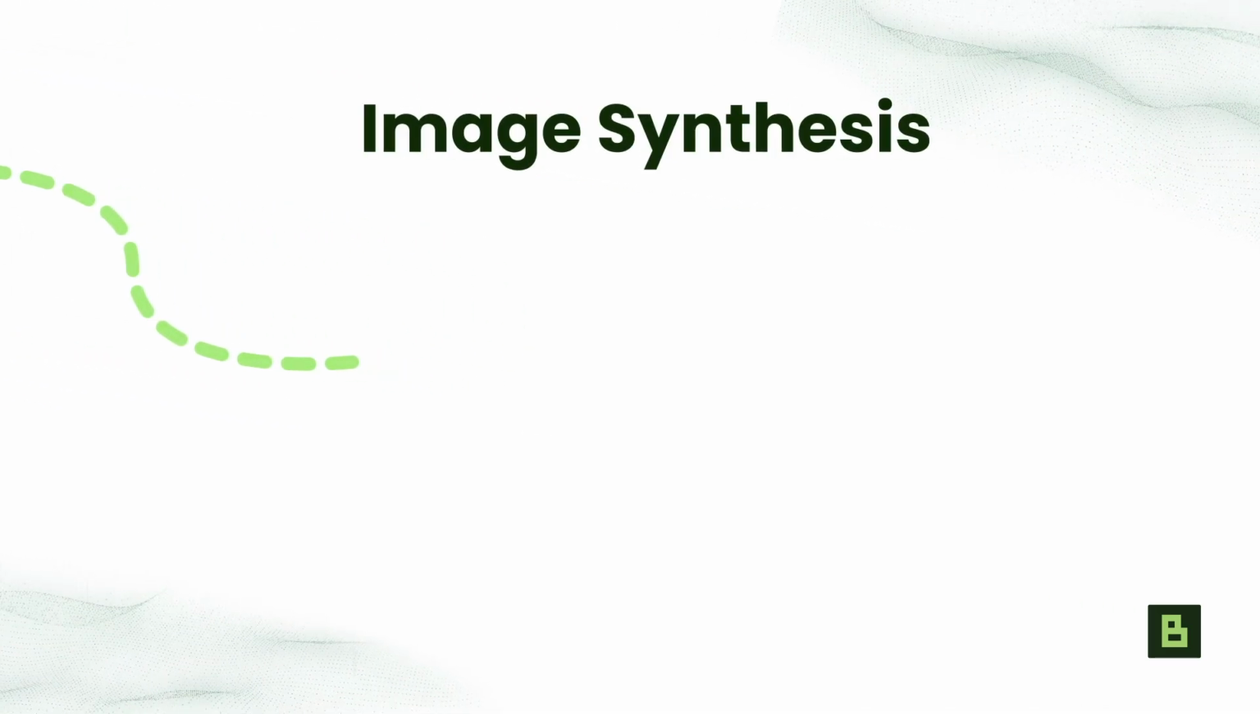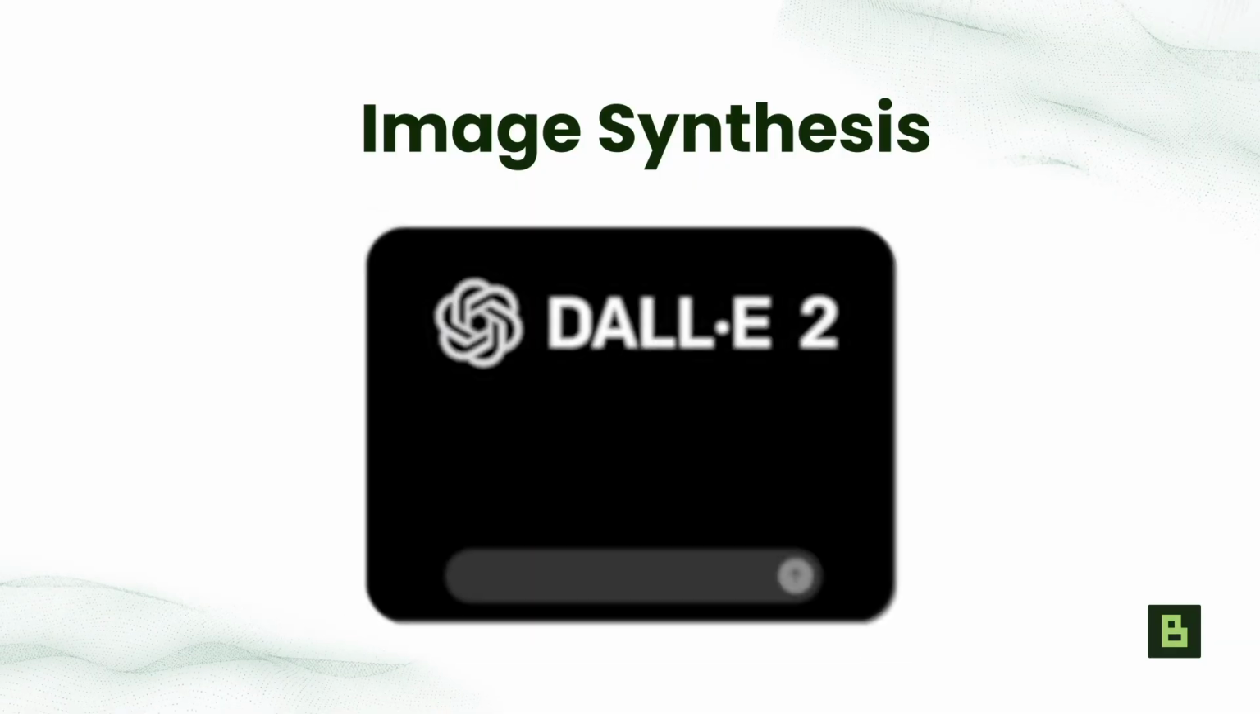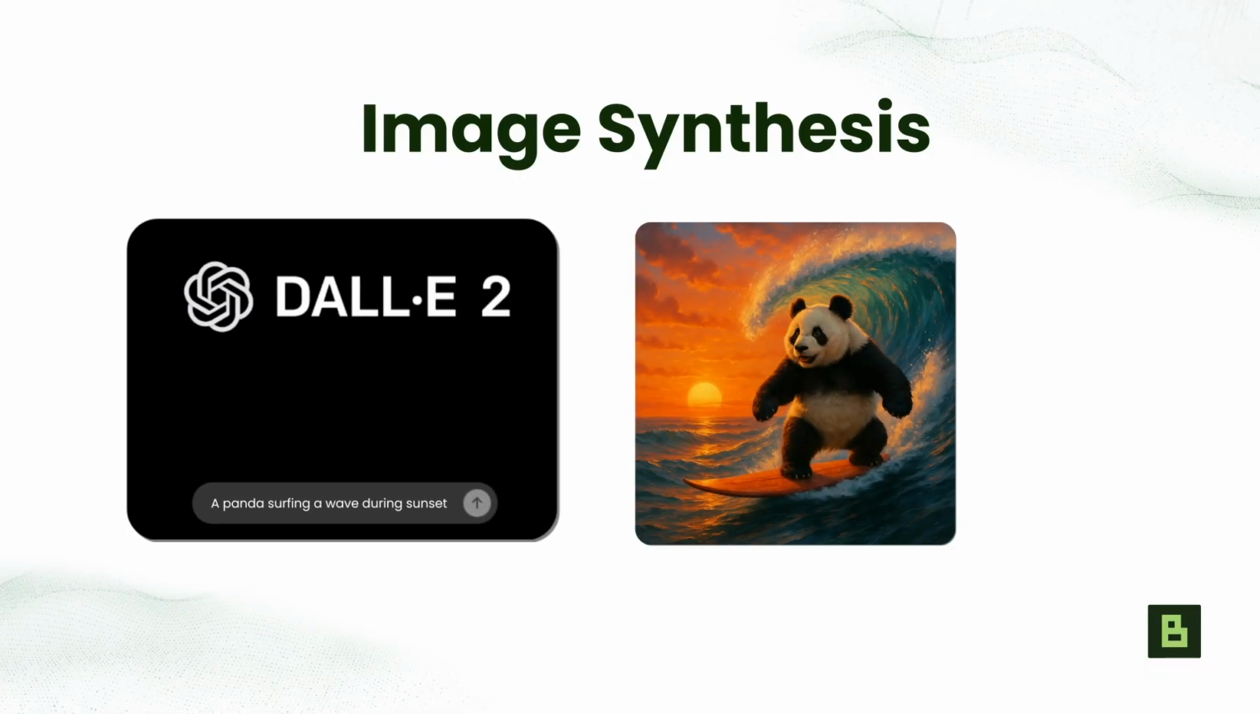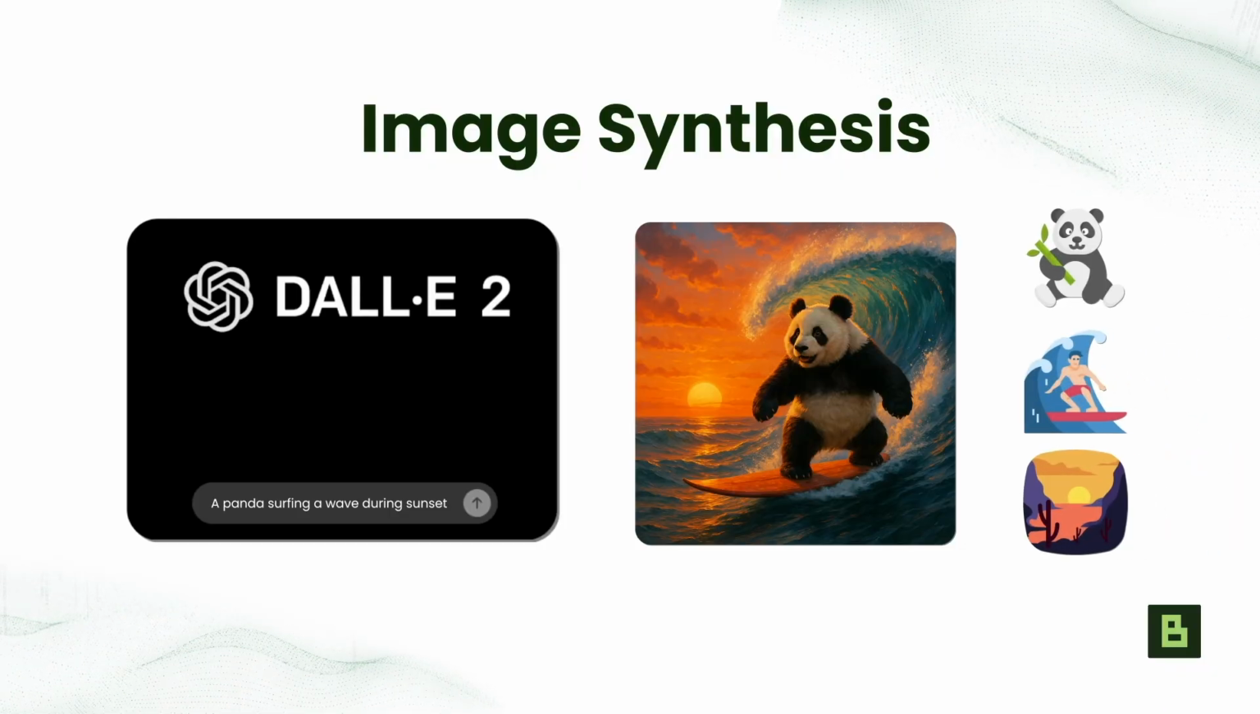Second, image synthesis. Imagine typing a panda surfing a wave during sunset, and an AI tool like DALL-E or Midjourney instantly creates that image. Not a photo it found online, a brand new image stitched together from everything it has seen and understood about pandas, surfing, and sunsets.